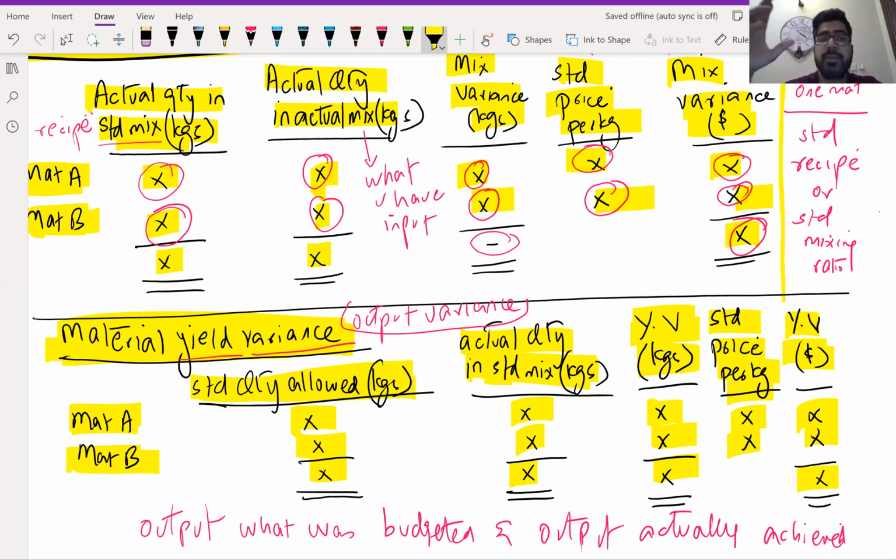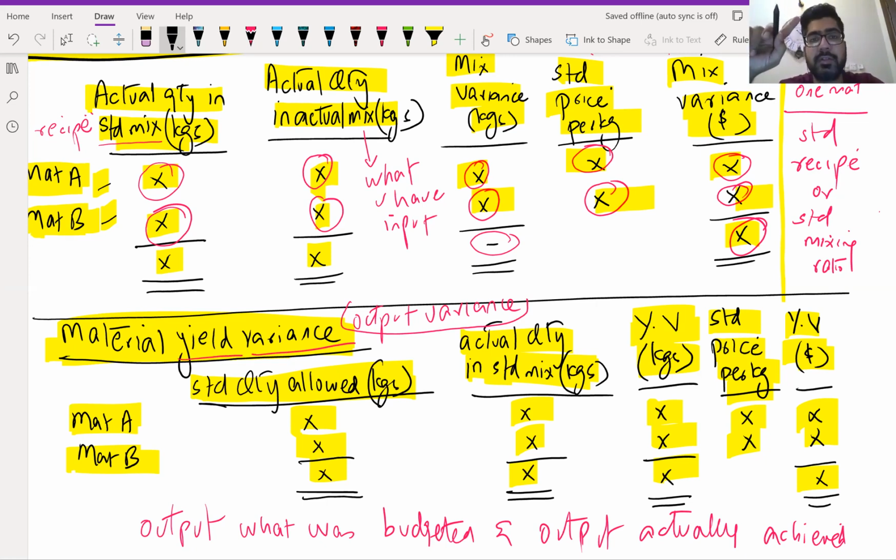To calculate mix variance, you need to make a format. Whatever materials are there, make rows of those materials. The first column is called actual quantity in standard mix, which is the recipe. You need to write that. And actual quantity in actual mix is what you have input. Comparison gives mix variance in kg, and standard price per kg gives the currency value. And the yield variance is the output variance. Whatever materials are there, make rows: standard quantity allowed, actual quantity in standard mix, yield variance in kgs, price per kg, currency. Now, will you be able to solve it easily or not?